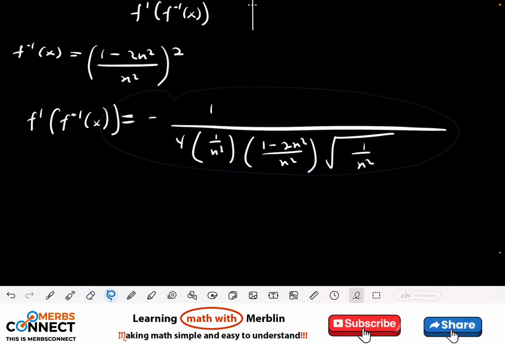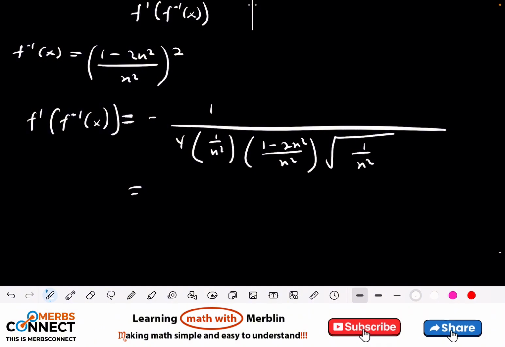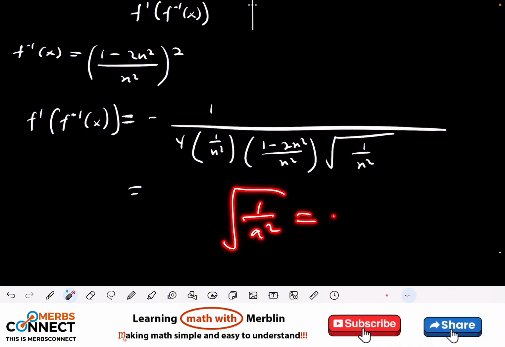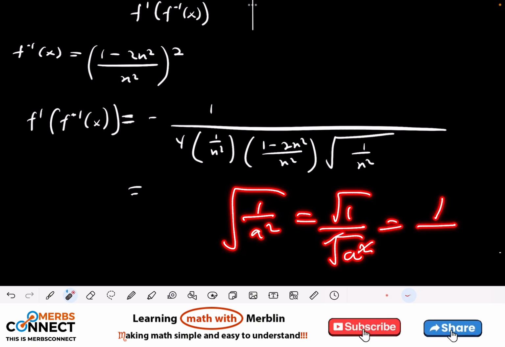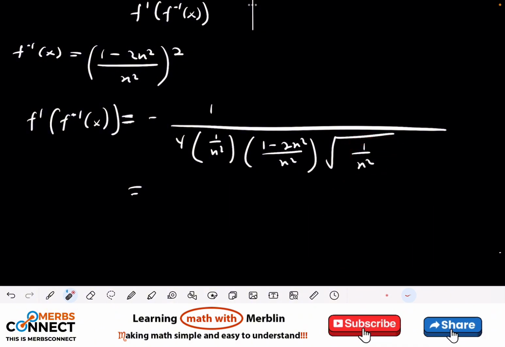This video is getting long, so the next example I'll give you to try. What we are going to do from here is simplify. This one here is like having 1 over a squared root. This is the same as root 1 divided by root of a squared. This one will cancel this, and root 1 is 1, which is over a. So this one here is 1 over x.